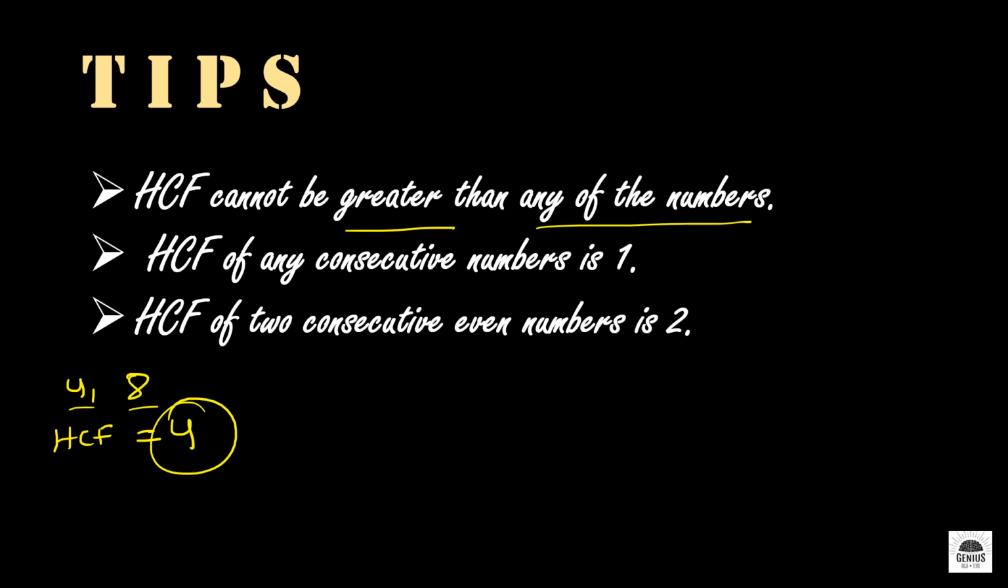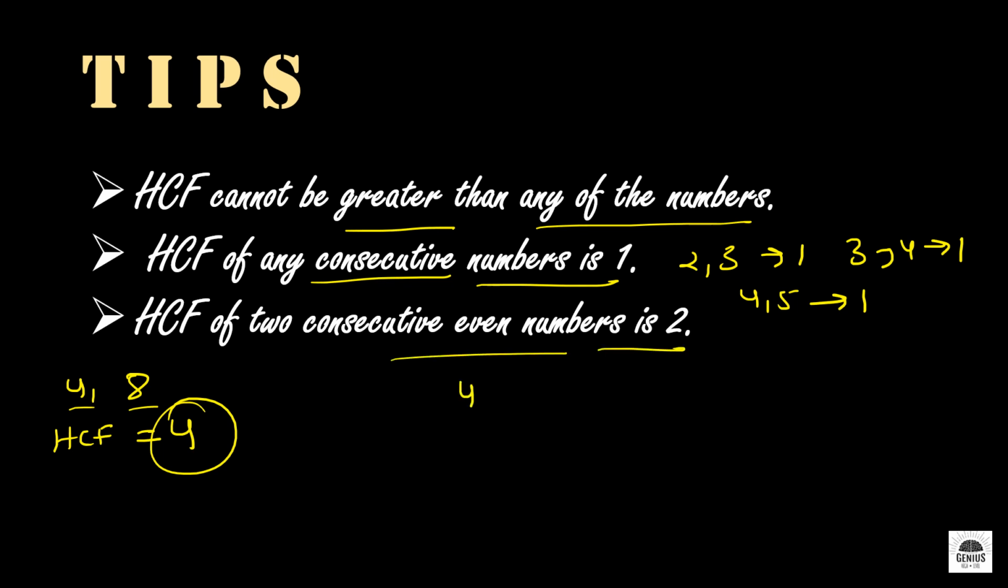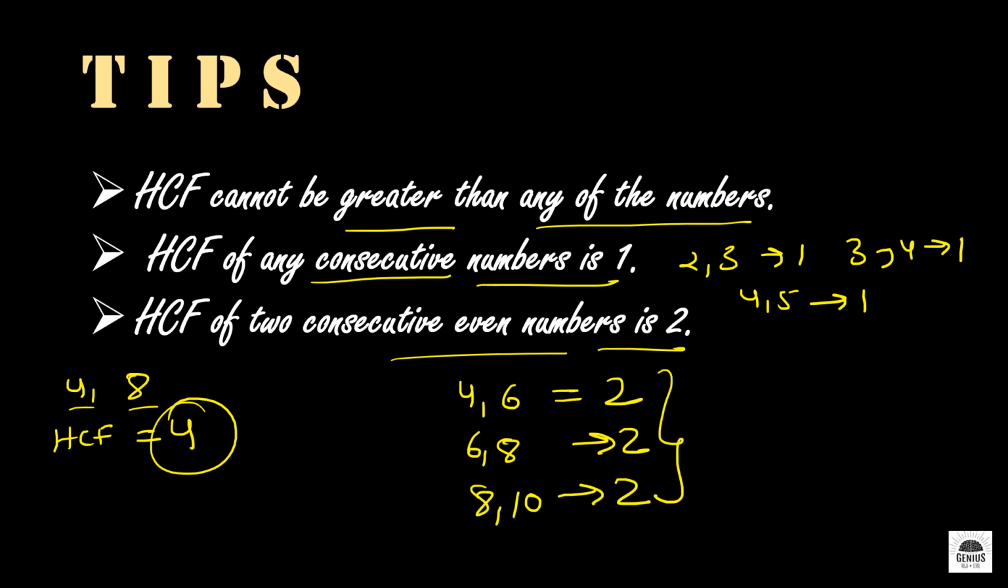The second is that the HCF of any consecutive numbers is 1. Like the HCF of 2 and 3 is 1, HCF of 3 and 4 is 1, HCF of 4 and 5 is 1. So the HCF of any consecutive numbers is always 1. The HCF of two consecutive even numbers is 2. Let's take an example. The HCF of 4 and 6 is 2, HCF of 6 and 8 is 2, HCF of 8 and 10 is 2. So the HCF of any two consecutive even numbers is always 2.